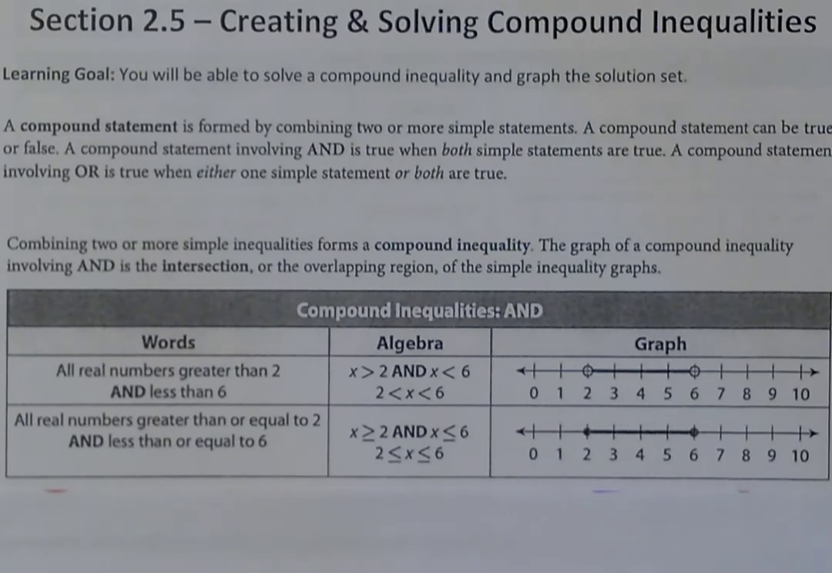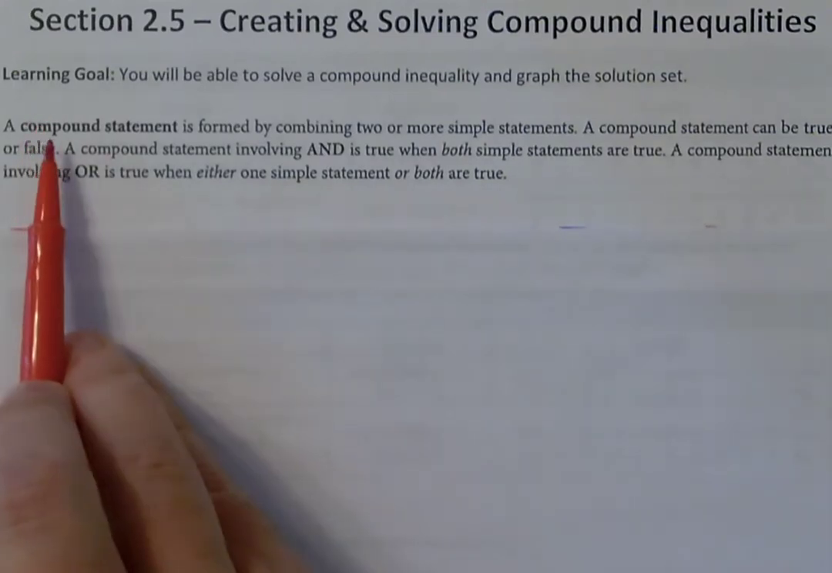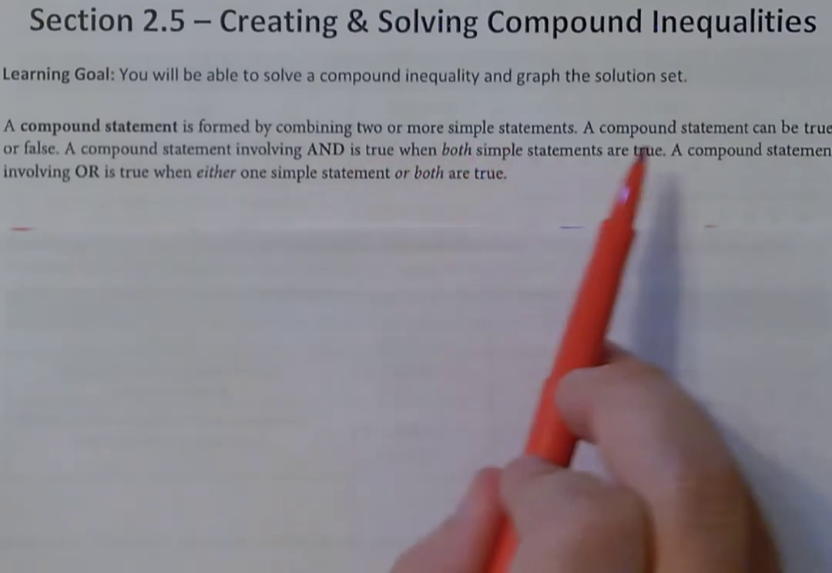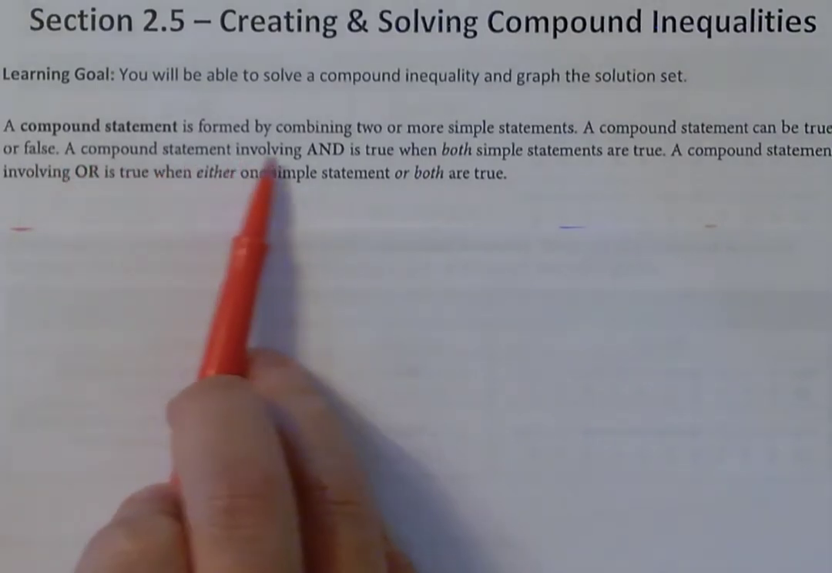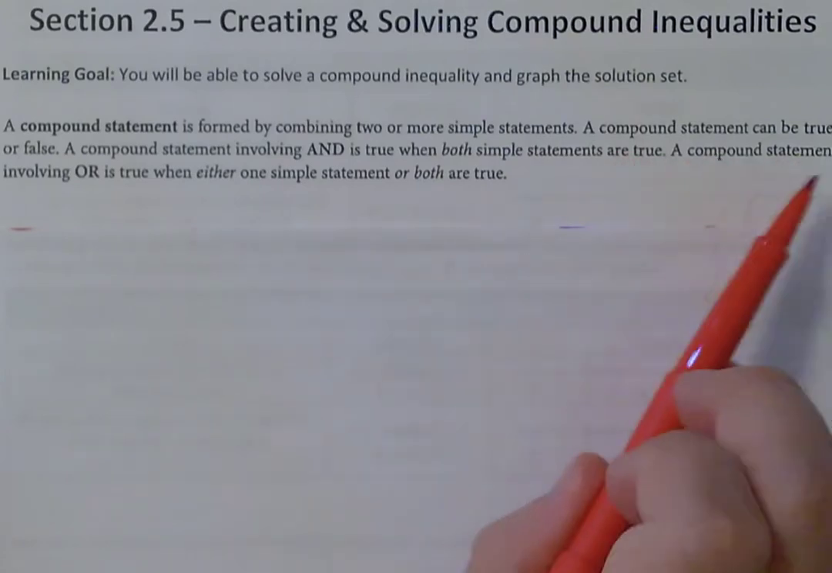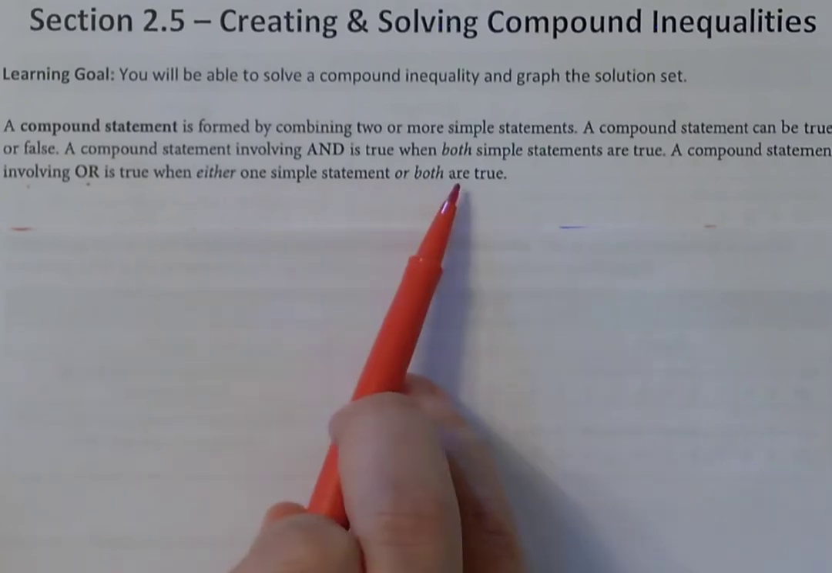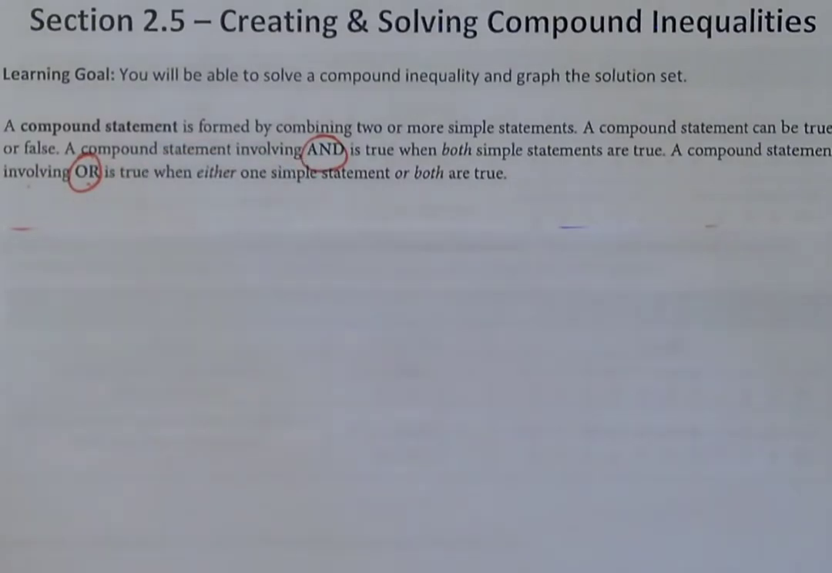Our first thing here, and let's not do this all at once actually, but a compound statement is formed by combining two or more simple statements. A compound statement can be true or false. A compound statement involving "and" is true when both simple statements are true, and a compound statement involving "or" is true when either one statement or both are true. So today we're going to talk about "and" and "or" statements. And we're going to start with "and" statements first when we go through and do our problems today.